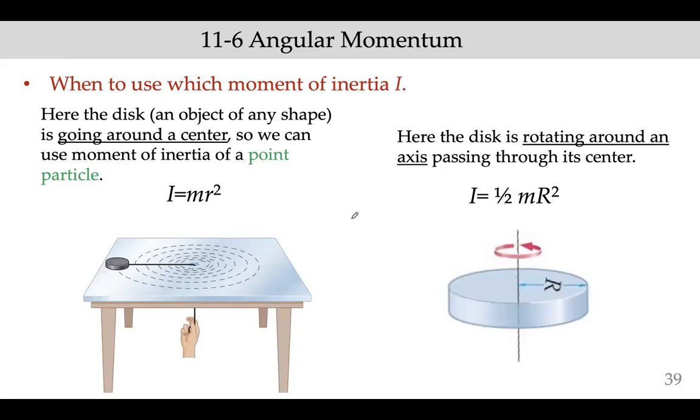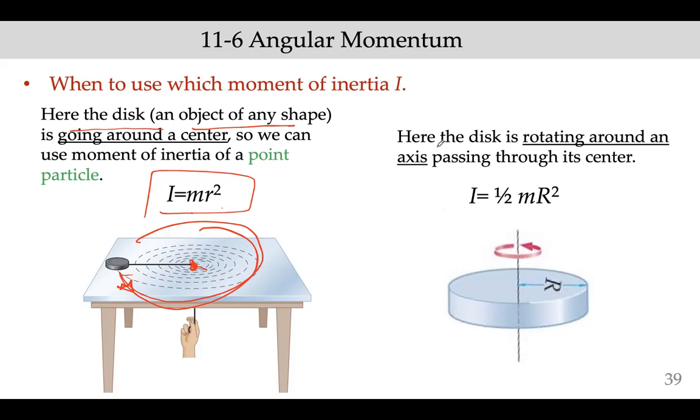Here's just a reminder of when to use which moment of inertia. Here's a disk rotating around a center. There's a string and someone is holding the string. Someone probably pushed it initially and then it's rotating around some center point. Here the object, it doesn't have to be a disk, it can be any object of any shape, is going around a center point. So we can use the moment of inertia of a point particle. In this problem, we would use mr squared.